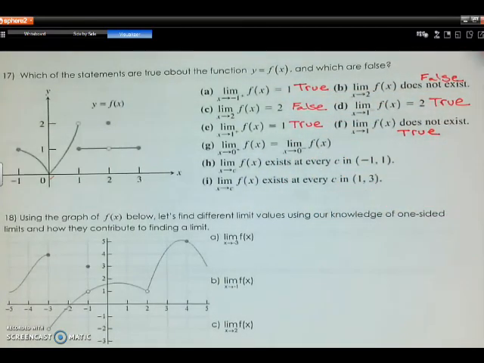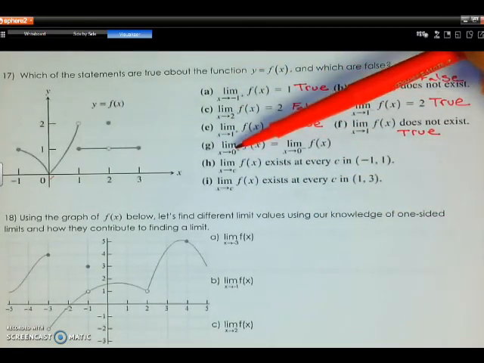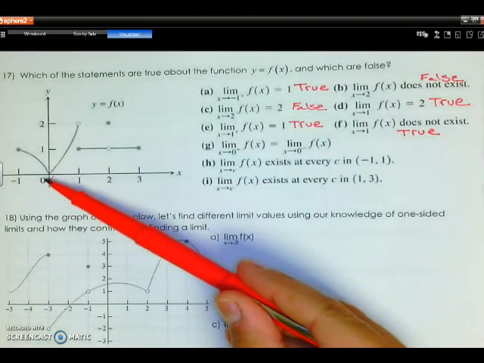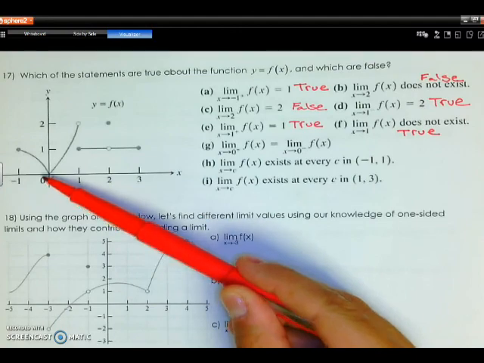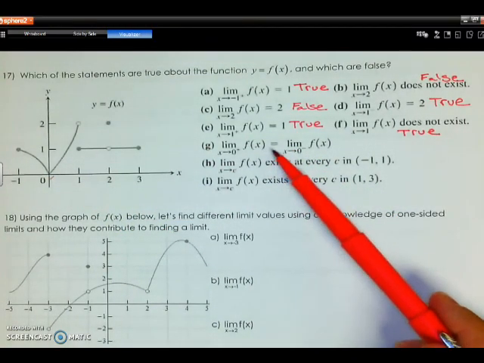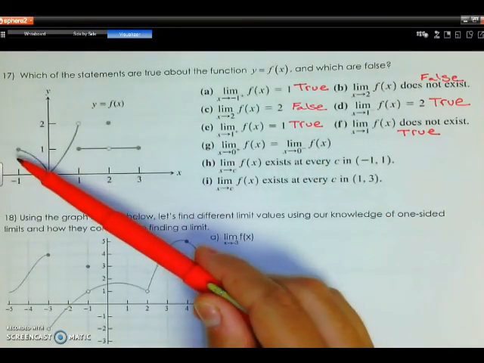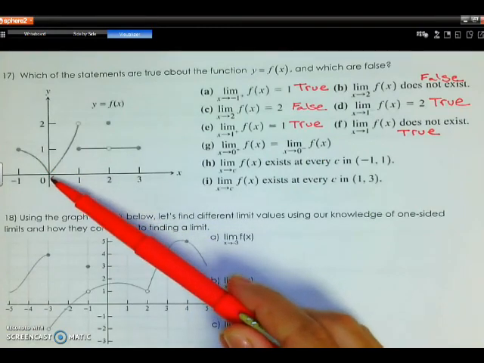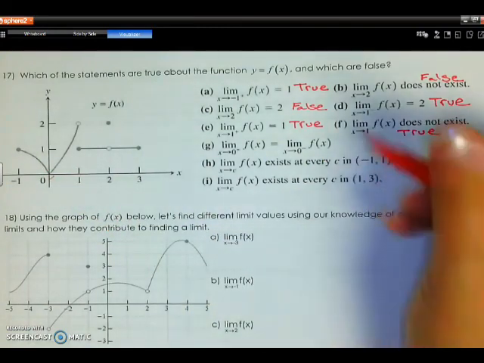All right, G here. So the limit as x approaches 0 from the right. Here's 0. If I approach from the right, I'm going to 0. And they're saying it equals the limit as you approach it from the left. Well, from the left when I approach it, I'm also getting 0. So I'm going to say that that's true.